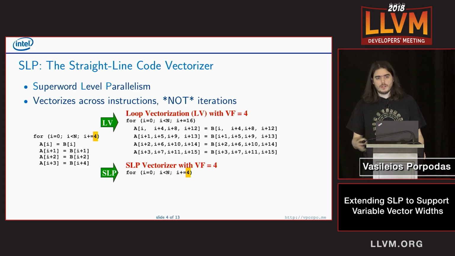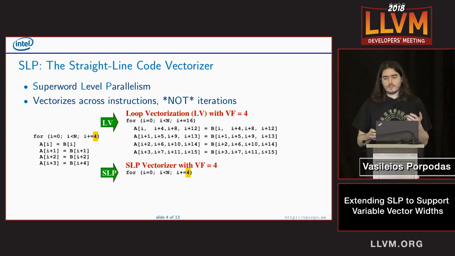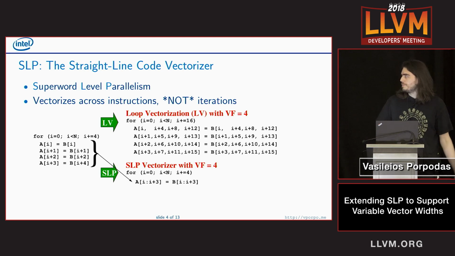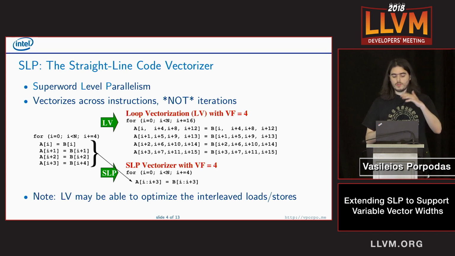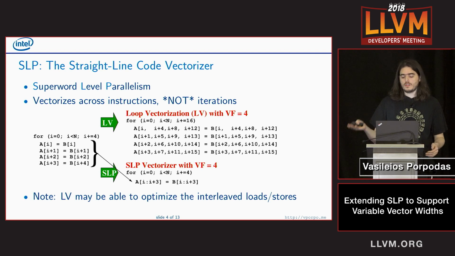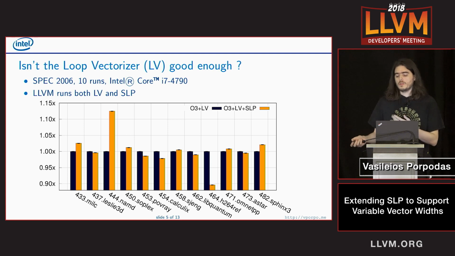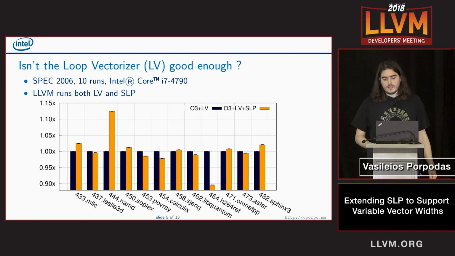SLP is completely different. It doesn't care about the loop. It doesn't even change the loop structure at all. We still have a step of 4, so no change in the loop. The SLP will basically try to collapse all these instructions into a single wider instruction. It will collapse all these 4 statements into a single statement that reads from B of I to I plus 3 and writes into A of I to I plus 3. Note here that, of course, these are interleaved accesses, so the loop vectorizer can probably do a better job than just this.